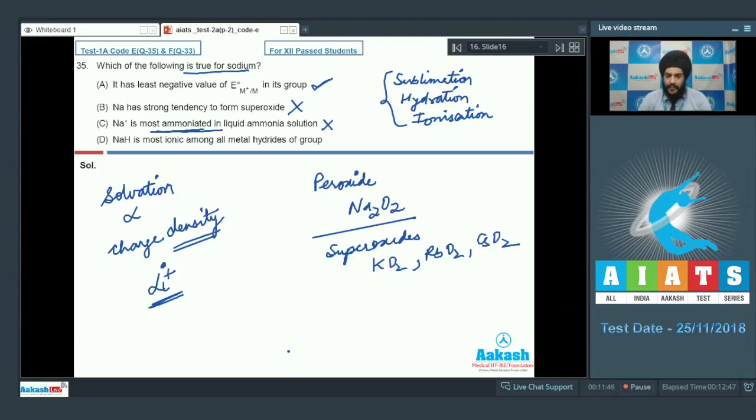NaH is the most ionic among all metal hydrides of this group. Students, this statement is also incorrect. It will be CsH, which is the most ionic hydride in the group because of Fajan's rule. Due to the large size of Cs+, it will not be a very good polarizing agent, and hence the ionic character shall be greatest in the group. Let us move on ahead to the next section.